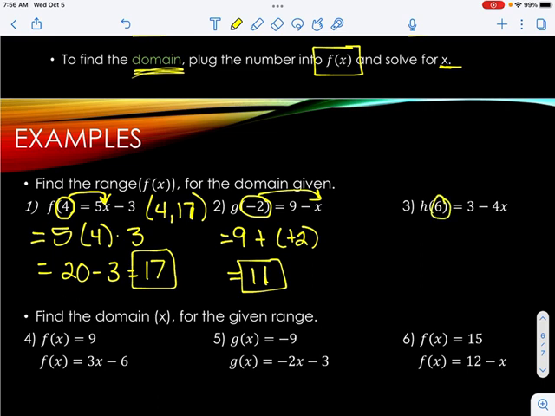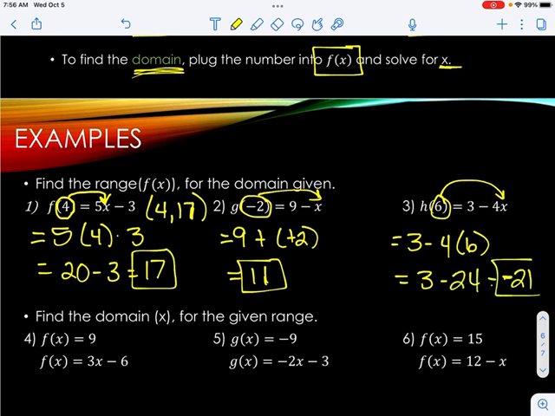On this next one, they're telling me the domain is 6, so I'm going to plug that in, and that gives me 3 minus 4 times 6. So 3 minus 24, which is negative 21.